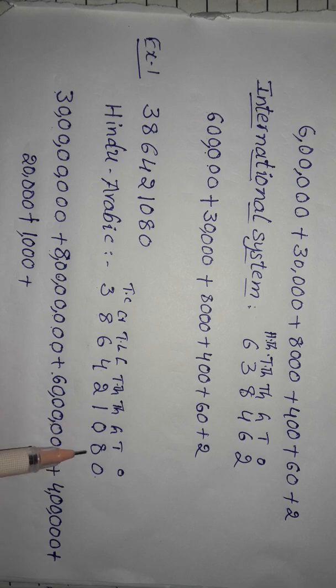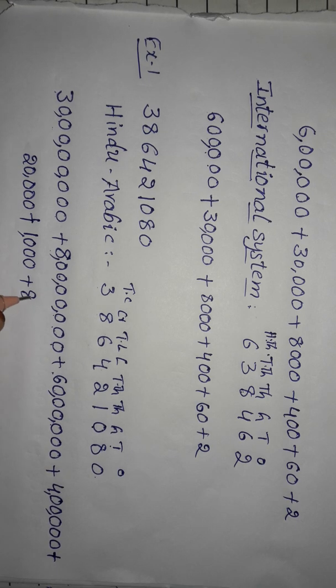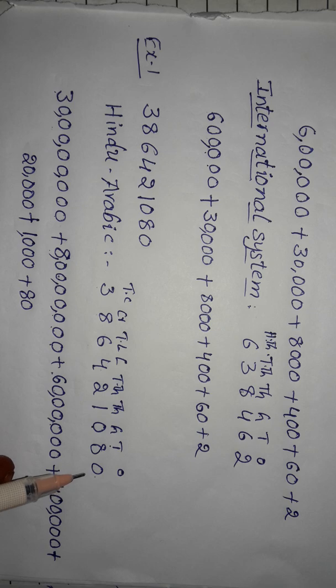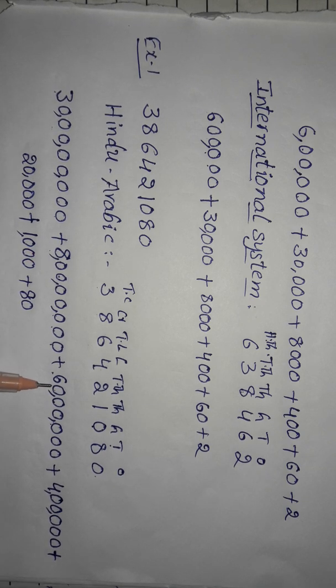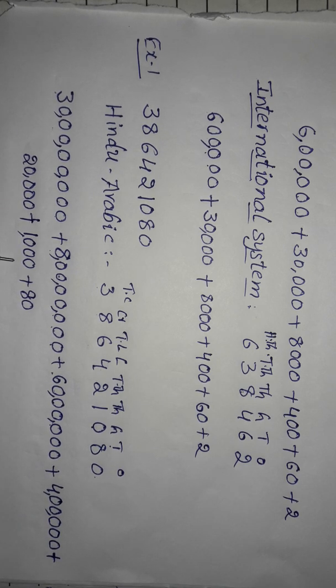After that, 8. 8 is in tens place. 8 tens are 80. After 8, again 0 here. Shall we write? No. No need to write the value of 0 here. Completed. In Hindu Arabic system it is completed. 30 crores, 8 crores, 60 lakhs, 4 lakhs, 20,000, 1,000, 80. Completed.